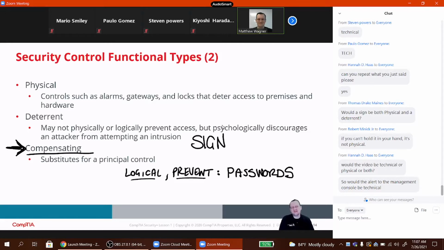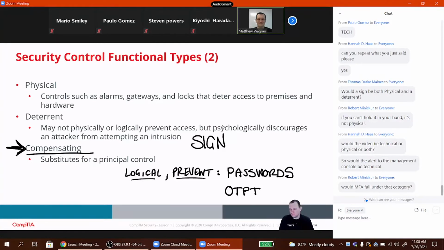Typically, by getting a one-time password token. It's something you have as opposed to the password, which is something you know. So one-time password token is that little button you press and it gives you a PIN number. And you use that PIN number alongside your password to gain access. The catch being that one-time password token is compensating for the passwords not being a perfect control to begin with.